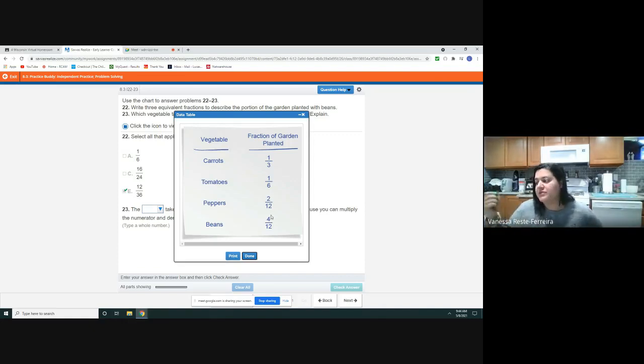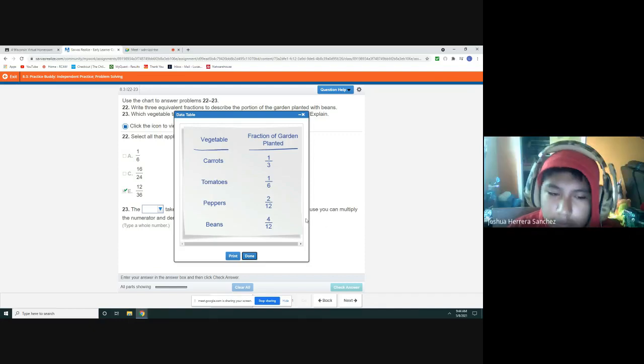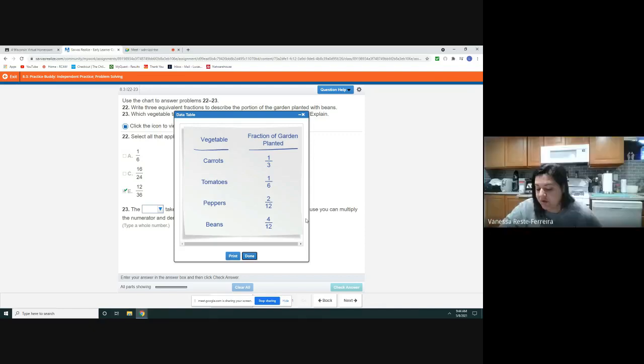Remember, we have to duplicate that step. Whatever we do on the top, we have to do on the bottom. So you did times 2 on the top. You have to do times 2 on the bottom. What's 6 times 2? 2, 4, 6, 8, 10, 12. 12. Very good. Is that one of our fractions that we get?